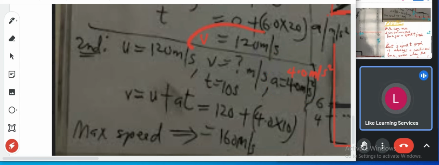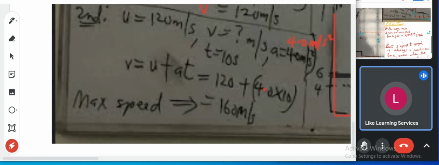The final speed for the first stage is now the initial speed for the second stage, because it ended with this final speed in the first stage, which is used as the starting speed for the second stage. So time is 10 seconds, and the new acceleration is now 4. We apply the same formula, v equals u plus at: 120 plus 4.0 times 10. So now we can see that the maximum speed at 10 is 160 meters per second. I think that's clear.